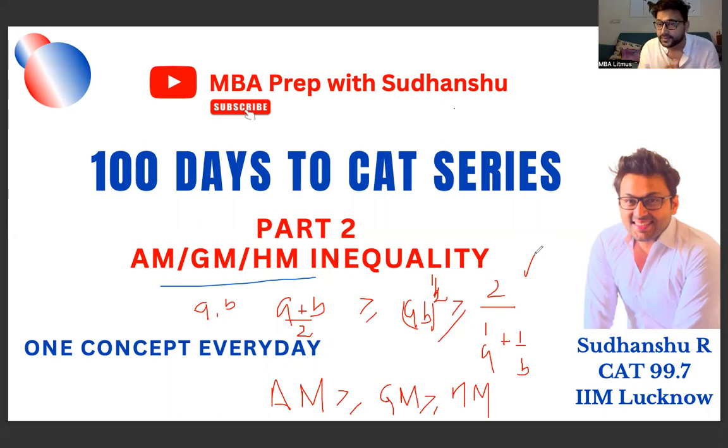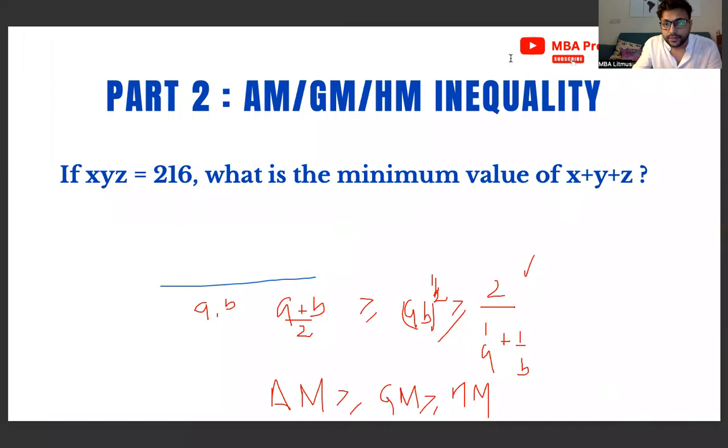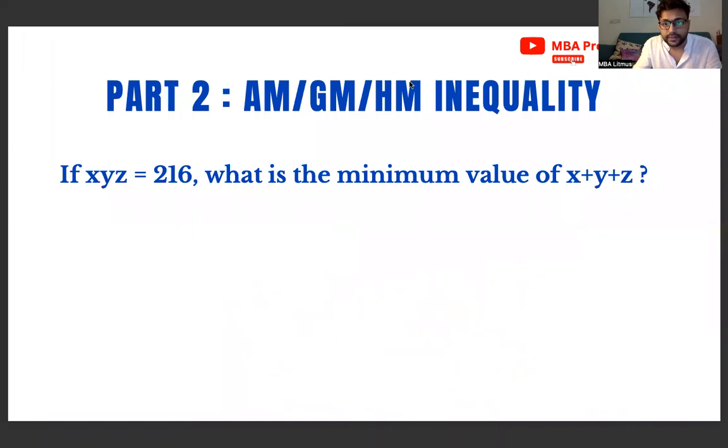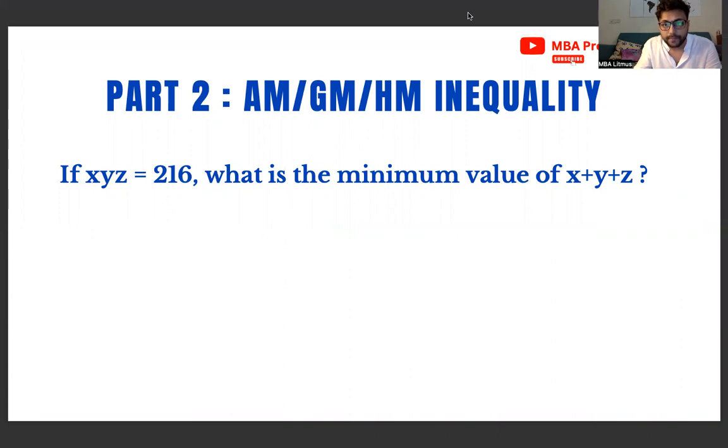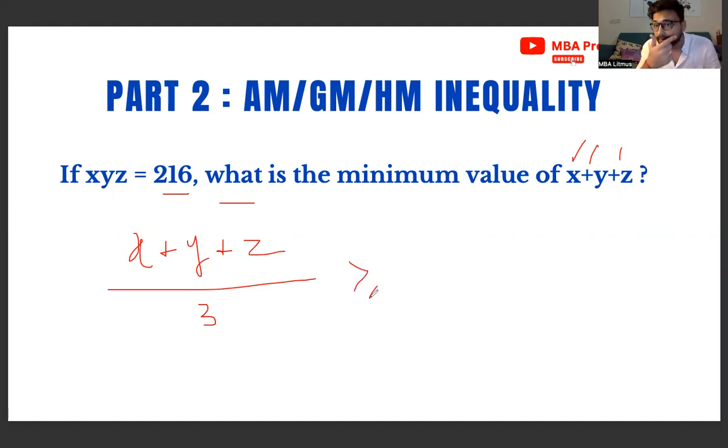Now let's try and apply this. A very beautiful concept. So for example, let's look at this question. How do we go about solving it? I have xyz equal to 216. What is the minimum value of x plus y plus z? Let's say these are the three numbers. So what is the arithmetic mean? Arithmetic mean will be (x plus y plus z) divided by 3, and this is greater than or equal to the geometric mean for these three numbers.